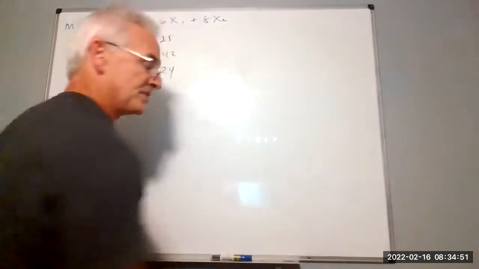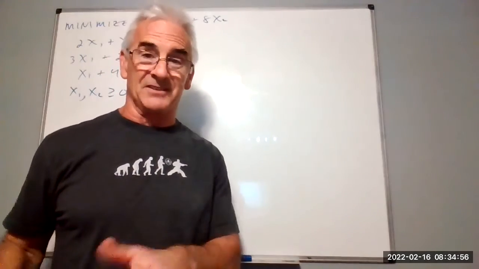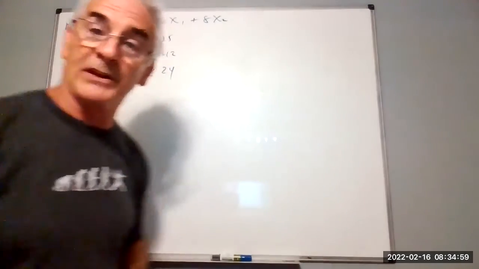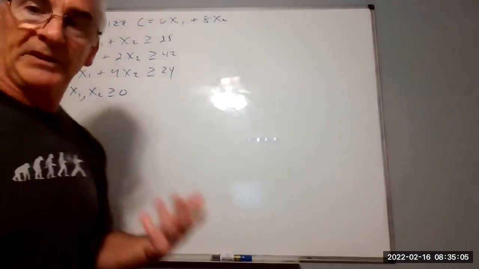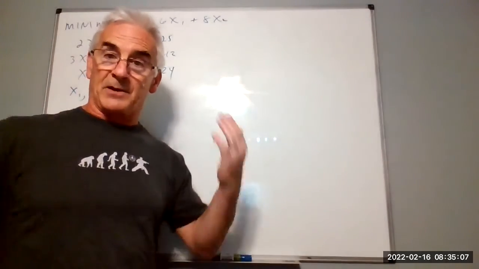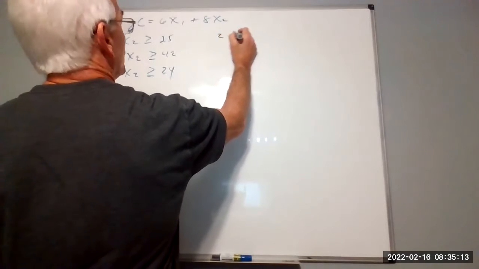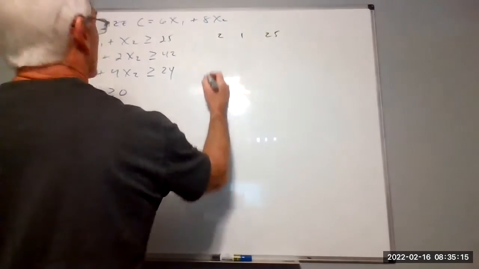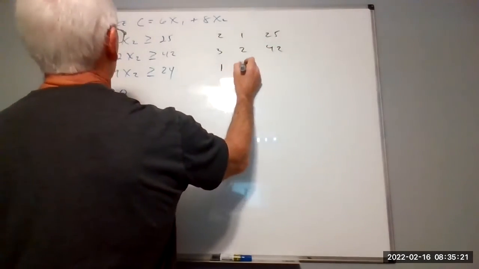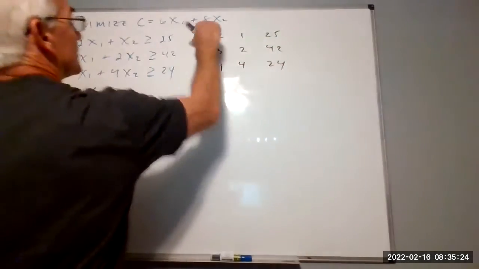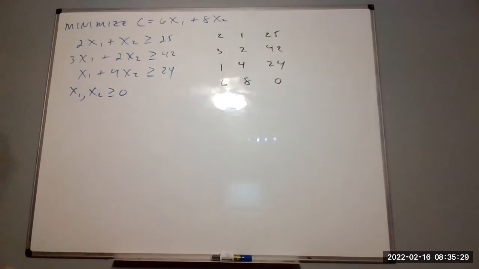So what we start by doing is we make what's called the simplex tableau. It's basically like a matrix. It's not really a matrix. It's a rectangular form where I'm putting all the numbers in, and it's going to look like this. We didn't bother doing this on the simplex. We created our slack variables and then just basically went right to the matrix. Here's what I've got. I've got 2, 1, 25. I've got 3, 2, 42. I've got 1, 4, 24, and I've got 6, 8, and at the moment my cost is 0.